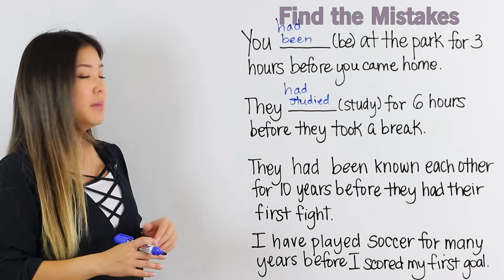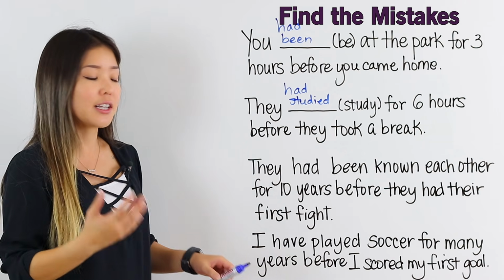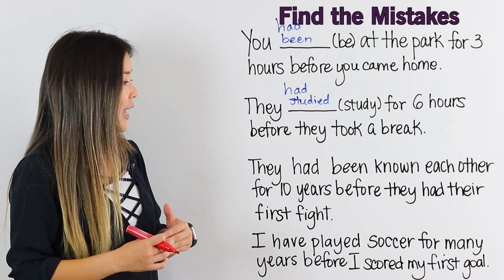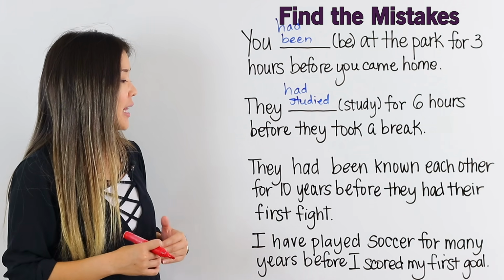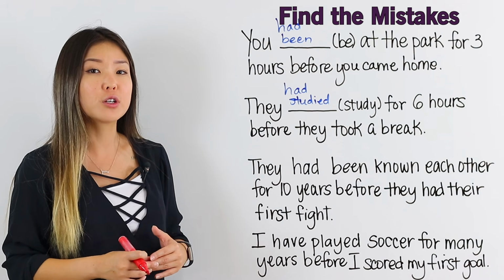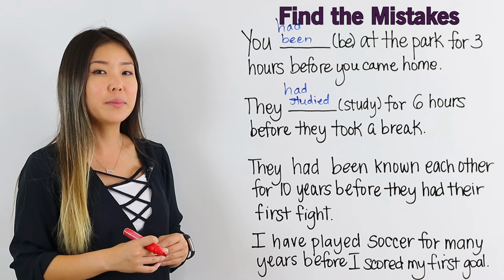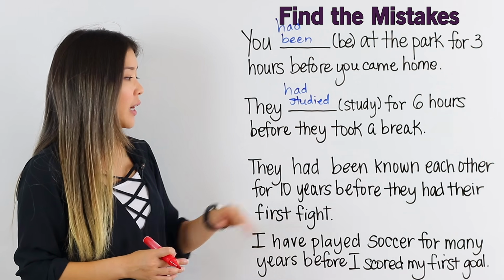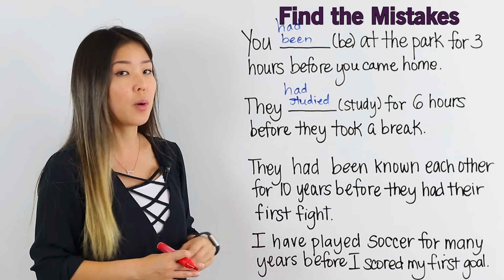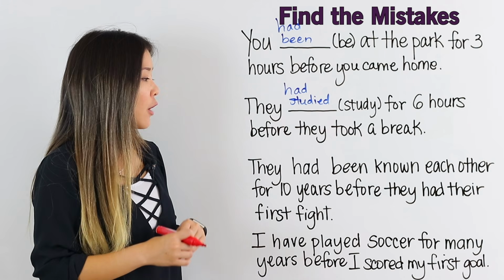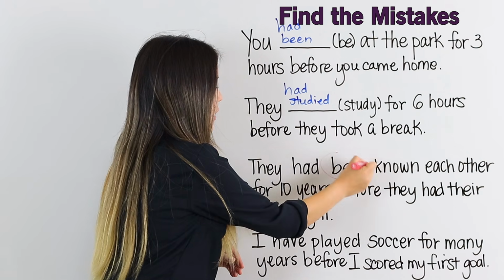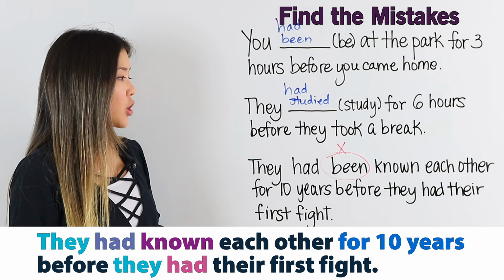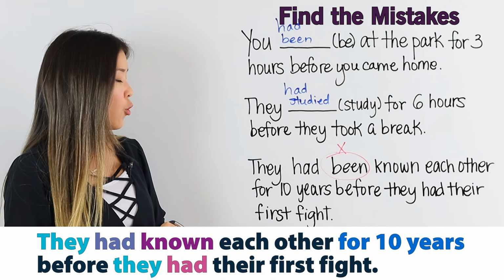Now, find the mistake in the next sentence. It's a little bit longer, so it might take you a while. They had been known each other for 10 years before they had their first fight. Can you find the mistake? Well, we have the subject and had, but check this out. There are two past participles here. We need to get rid of one of them. We can take out this verb and say they had known each other for 10 years before they had their first fight.